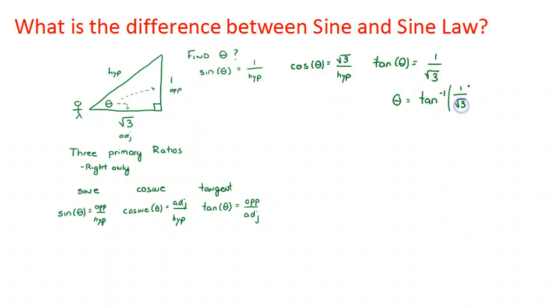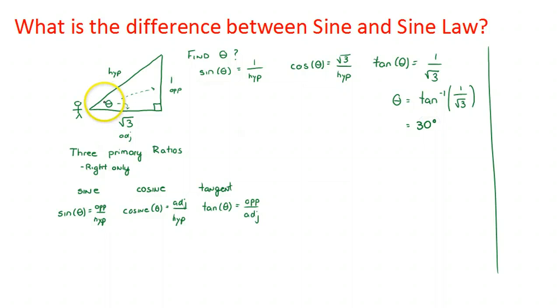We don't want to say it that way because it's not tan to the power of negative 1. That's different. Just a little side note here: tan to the negative 1 would actually look like that. So be aware of the difference. This is said tan inverse. It's the inverse operation. And I get 30 degrees, which is awesome. So now I've solved for theta.